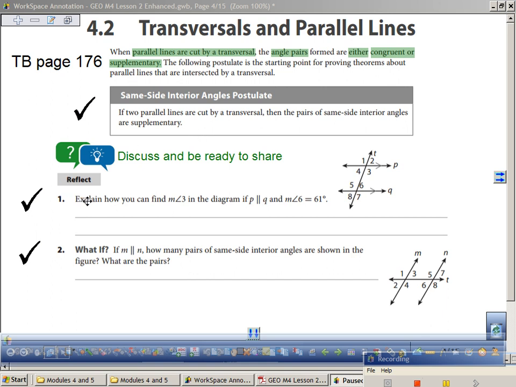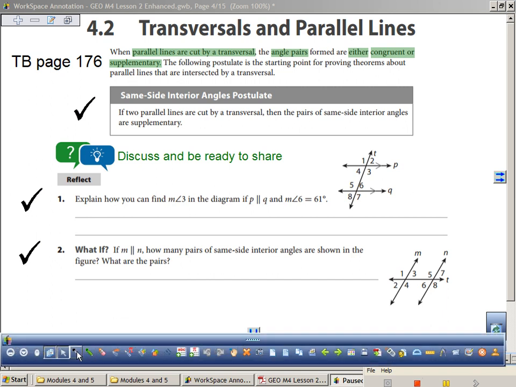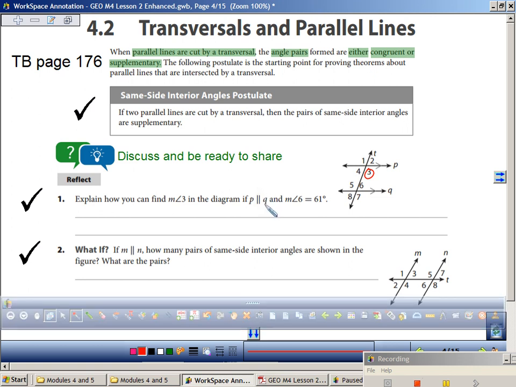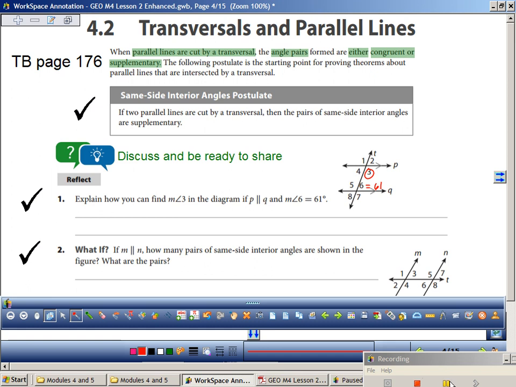So let's talk about this. Discuss and be ready to share. Explain how you can find the measure of angle 3. If the diagram has P parallel to Q, and the measure of angle 6 equals 61. So discuss that for a brief moment. All right, Kara, go ahead and share.